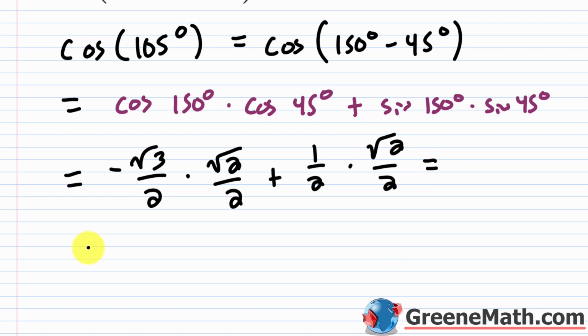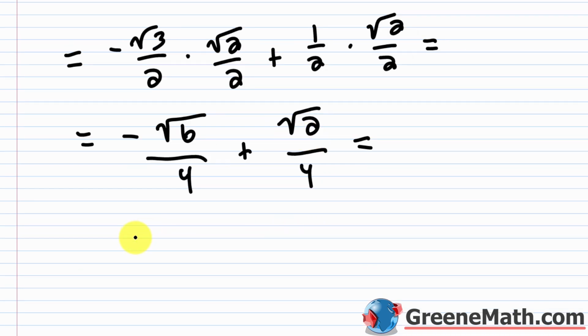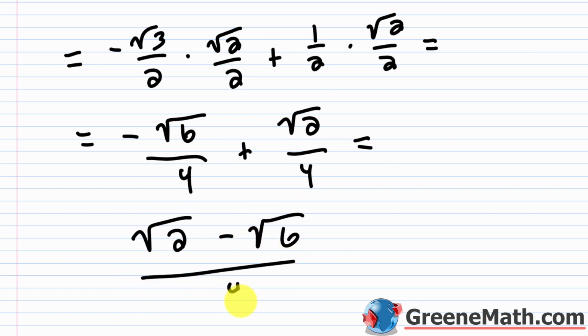So this right here would be the negative of the square root of 6, right? Square root of 3 times square root of 2 is square root of 6. And this is over 2 times 2 is 4. And then plus, you have 1 times square root of 2, which is square root of 2, over 2 times 2, which is 4. So it's the same thing, just in a different order. So you could say that this is the square root of 2 minus the square root of 6 over the common denominator of 4, like we just saw in the previous problem.